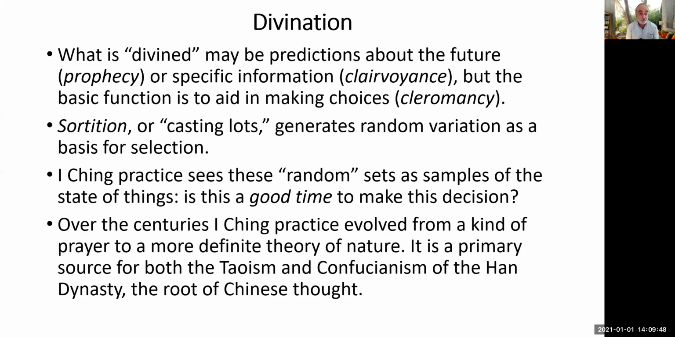So sortition in politics is the process of, rather than having a direct majority-rules democracy, doing sampling. And some political theorists think that's actually a fairer way of doing things. Why do I mention that again? Because what you're doing is taking a sample, and in the case of divination, you're taking a sample or a reading of what things are like right now.